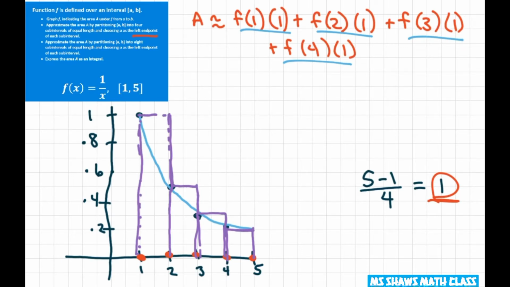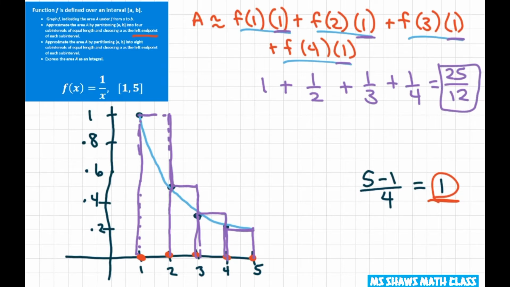And when you do that, since we're just multiplying by 1, I'm just going to leave that part out. So you have f of 1 is 1, f of 2 is 1/2, f of 3 is 1/3, and f of 4 is 1/4. And this equals 25 divided by 12. So that's the approximate area if we do the 4 subintervals. Now we're going to do the 8 subintervals.